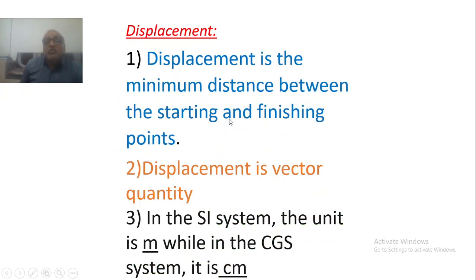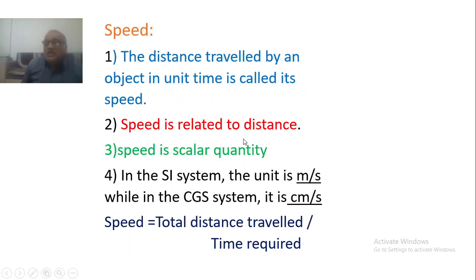Another physical quantity, displacement. Displacement is the minimum distance between the starting point and finishing point. That is, we also say that displacement is the straight line path followed by an object from the initial point to the final point. So it has direction. That's why displacement is a vector quantity. In the SI system, the unit is meter, while in the CGS system, it is centimeter, same as distance.